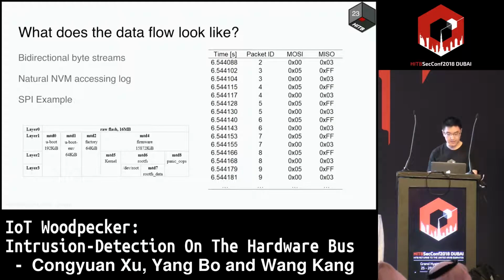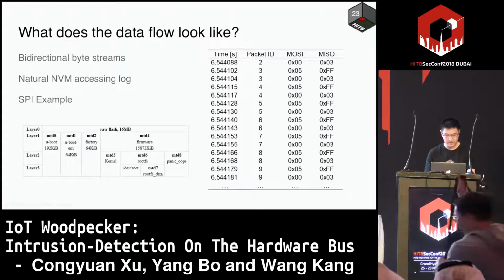First, let's take a look at the data flow. What does the data flow look like? The data flow consists of bidirectional byte streams, and it's a natural NVM accessing log. Let's take SPI as an example. This is a data flow that accesses 16 megabytes, which is always used in some routers. It's a SPI flash. This data flow is a bidirectional byte stream representing the information on the master output slave input MOSI and master input slave output MISO data lines.